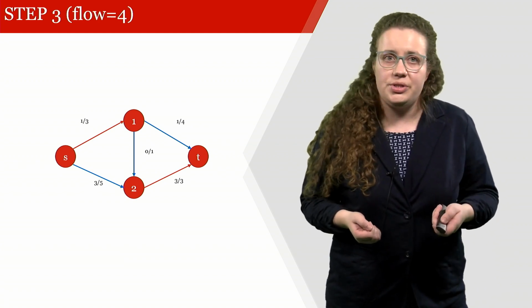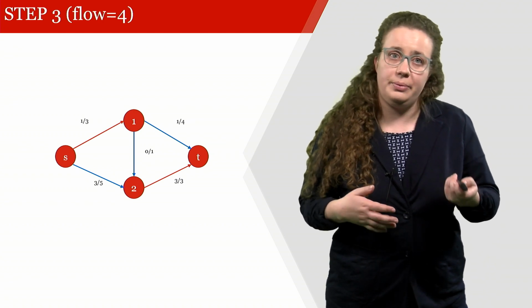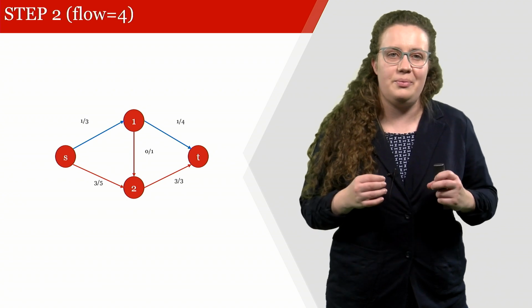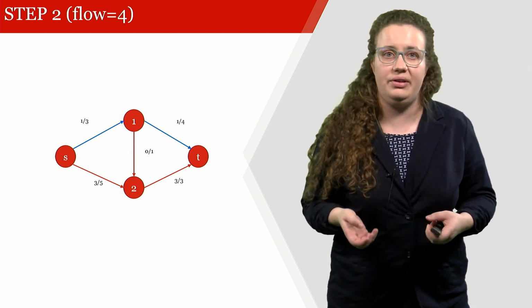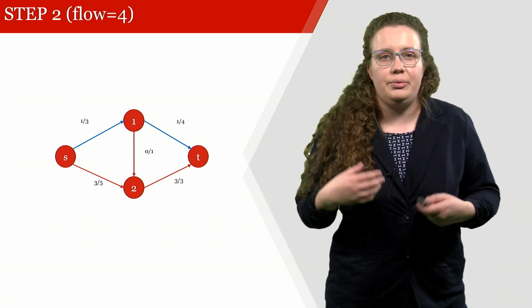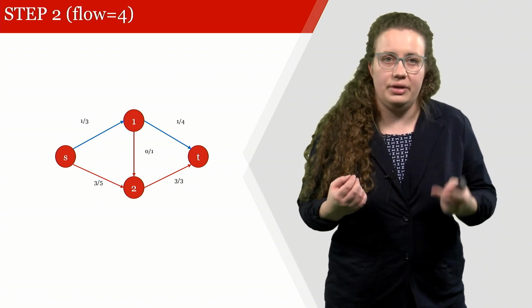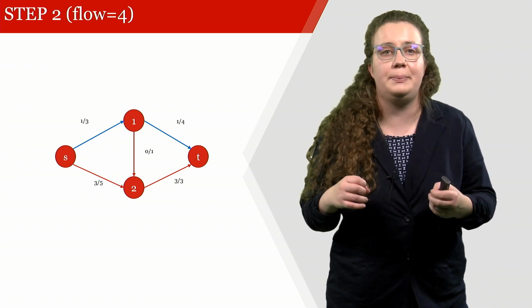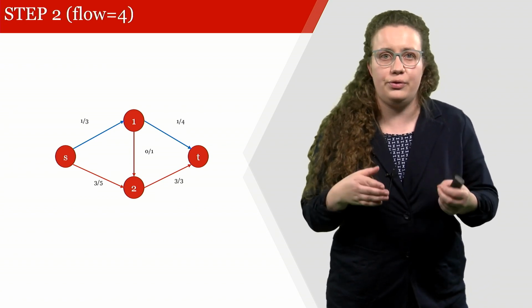And now we're continuing with step 2. We find yet another path. We see from S to 1 to 2, we can still increase the flow. We can increase the flow by at most 2. That is because we have a residual capacity of 2 from S to 1, but we have a residual capacity of 3 from 1 to T.